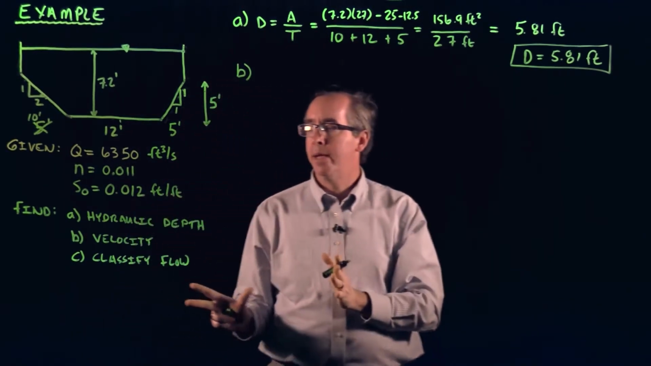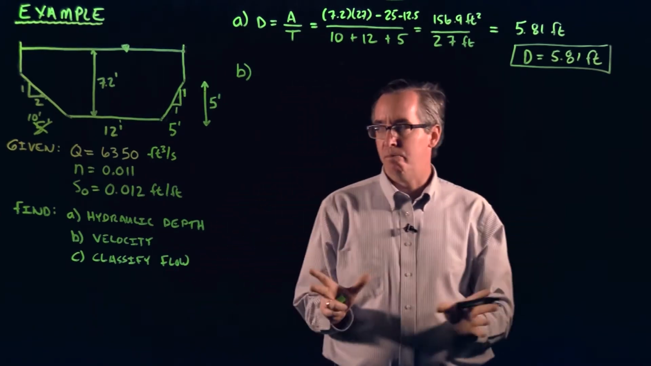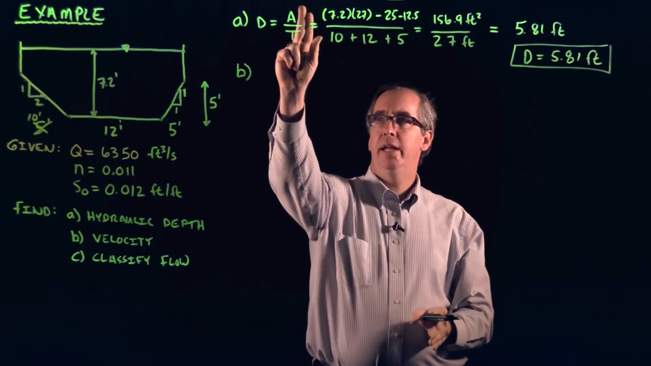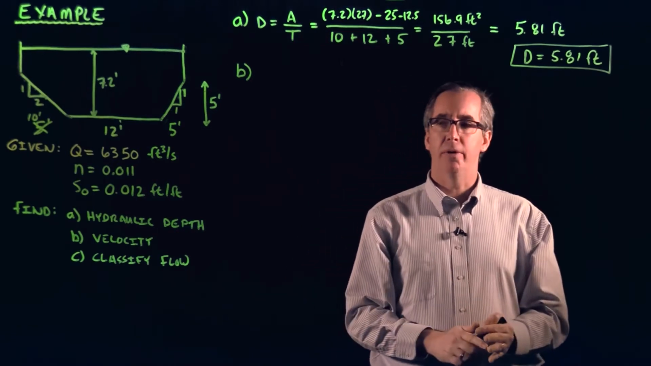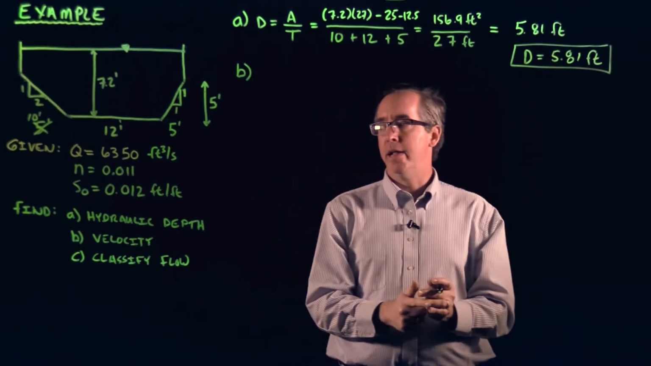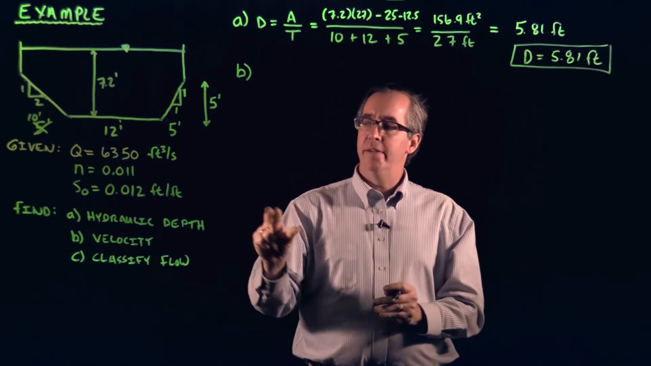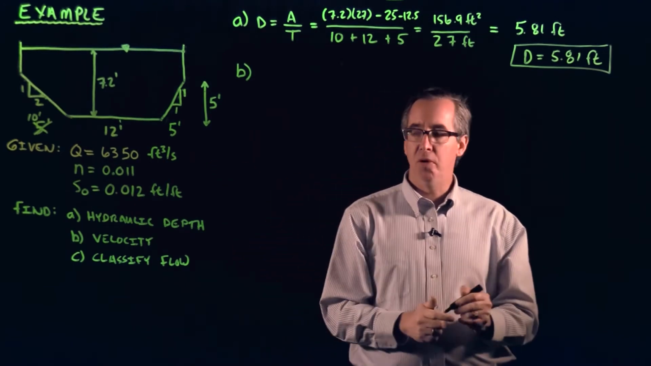Now in part B, a lot of you guys are going to think, all right, we know the flow, we calculated the area, couldn't we just use the continuity equation? Couldn't we just say Q equals VA and solve for V? But in this particular case, there's a lot more to it than that.